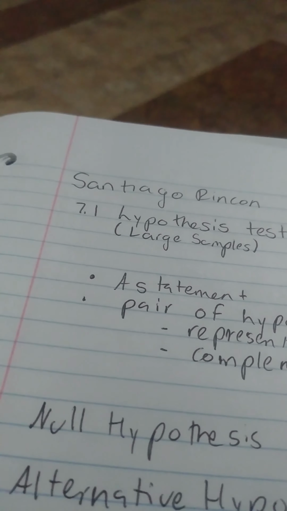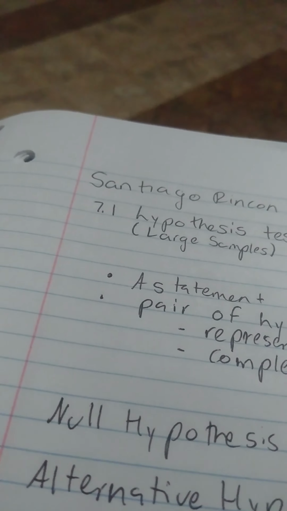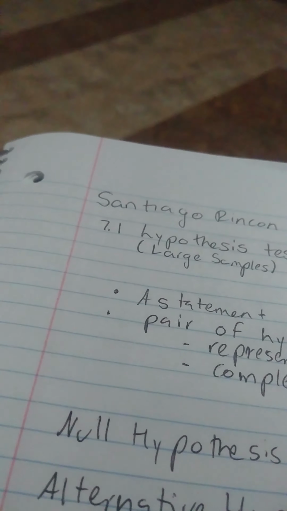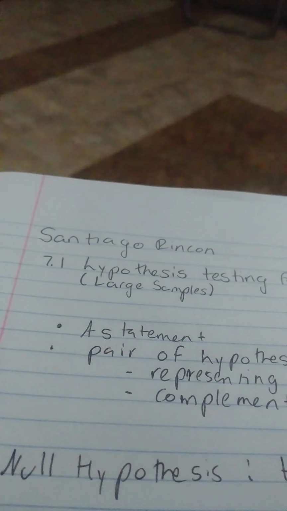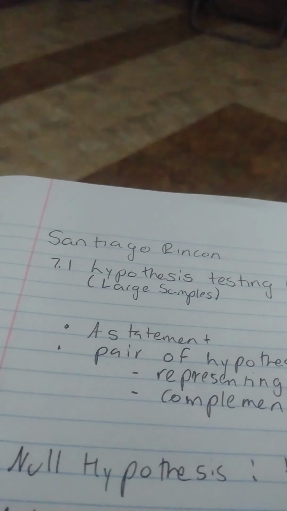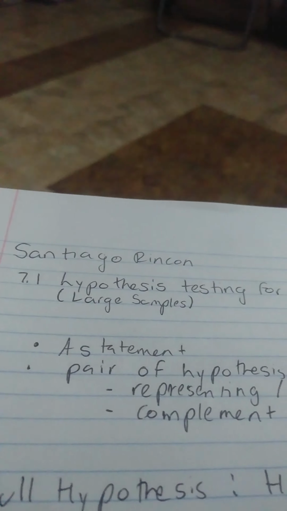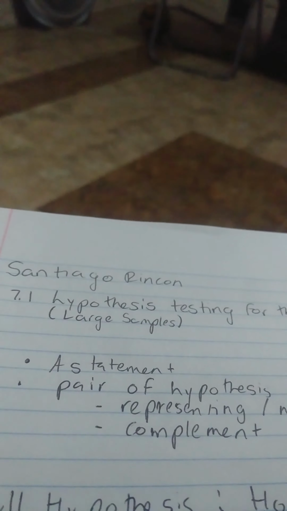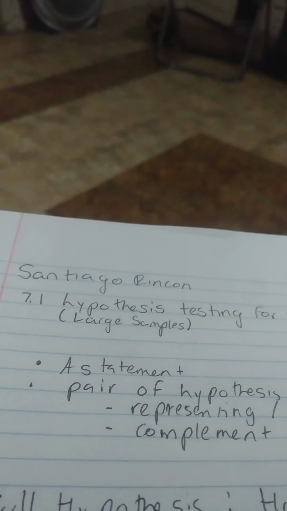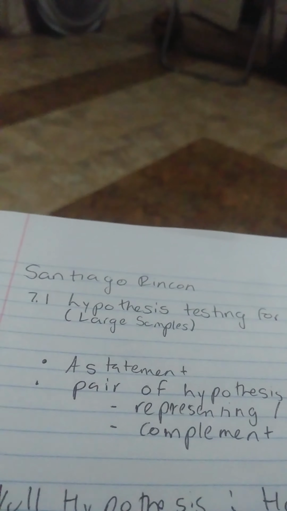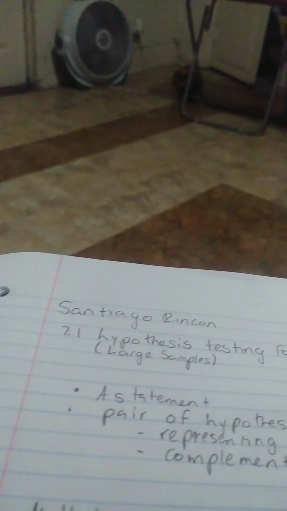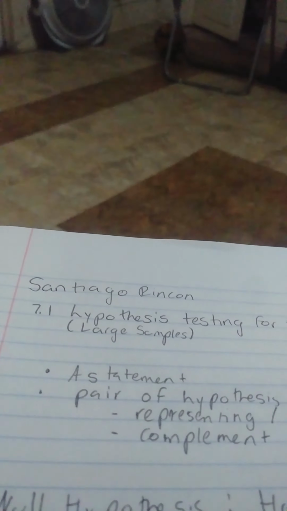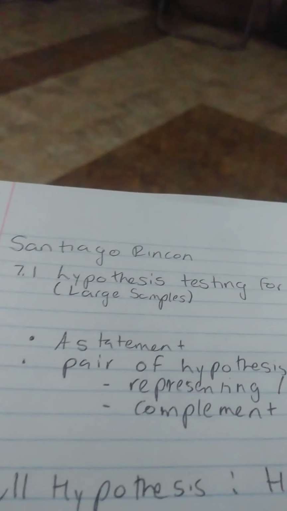So, first, we need to know what a hypothesis test is. A hypothesis test is defined as a process that uses sample statistics to test a claim about a value of a population. Before we move on, we need to know some things for a hypothesis test. We need a statement or a claim about a population parameter. Then we need a pair of hypotheses, one that represents the claim and the other its complement, the null and the alternative. If one of these hypotheses is false, the other must be true. So, what is a null and alternative hypothesis?